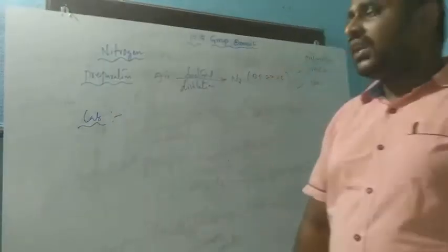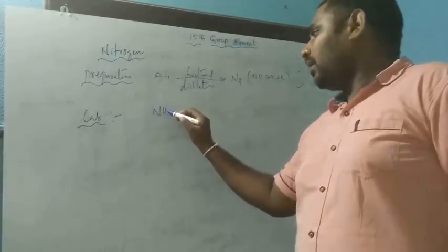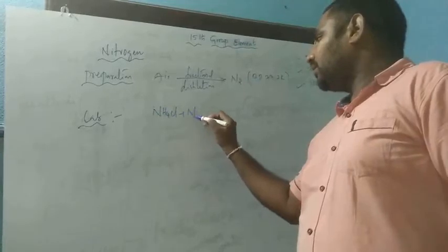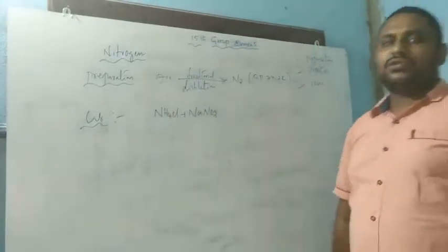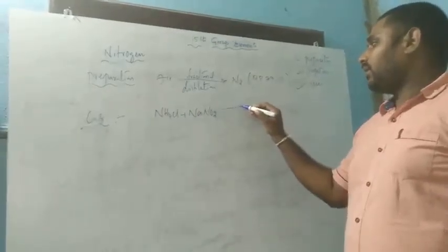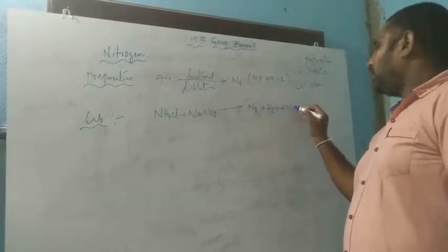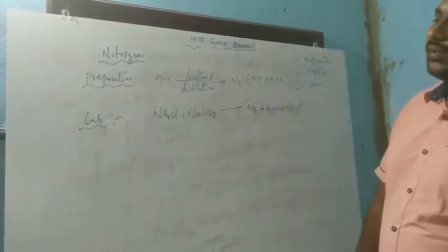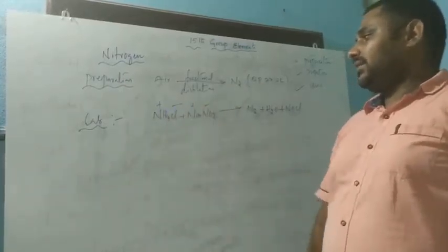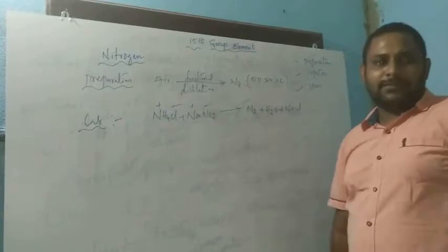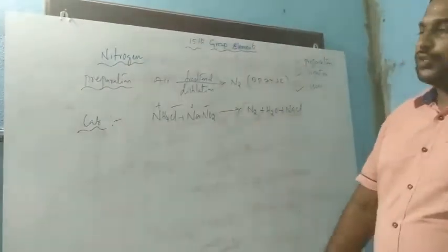In the lab we prepare nitrogen when ammonium chloride reacts with sodium nitrite. Ammonium chloride reacts with sodium nitrite, we get nitrogen and NaCl. Now how can you remember? By writing the ions Na+, NO2-, NH4+ and Cl-. So here ammonium nitrite is formed, and again it decomposes and forms N2 and H2O.